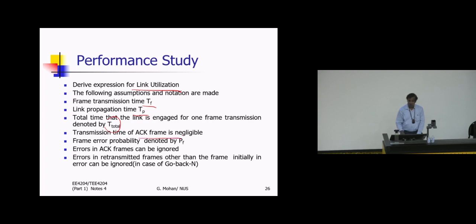Transmission time of the acknowledgement frame is negligible. That's the assumption we are going to make. Of course, we can easily modify the expression if we do not make this assumption, so you should be able to modify this. Frame error probability is PF. Assume that a frame is damaged or lost with some probability P. How is the expression affected? We also assume the errors in the acknowledgement frames are neglected because it's a very short frame. And in the case of Go-Back-N, errors in the retransmitted frames, other than the original frames, can be ignored. So we assume that if a frame is damaged, when it is retransmitted, it is not damaged. That's the assumption we make.